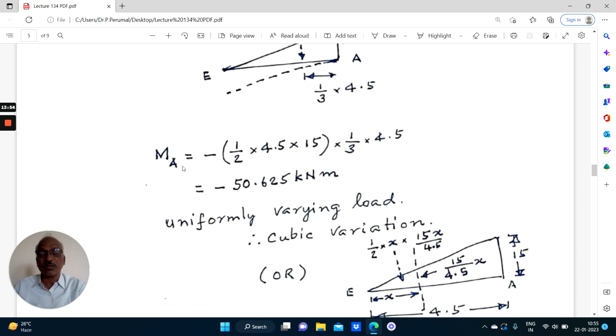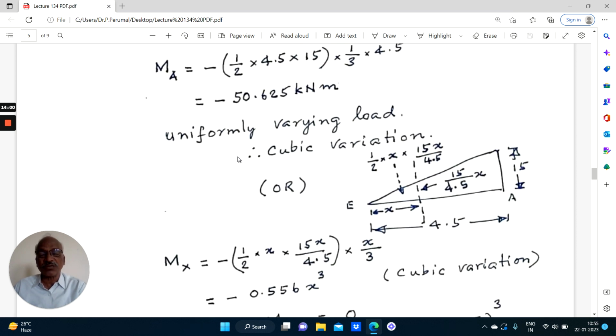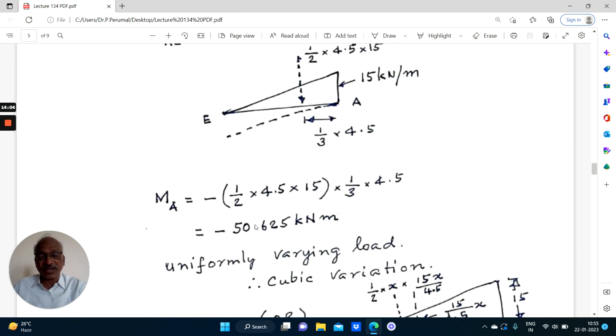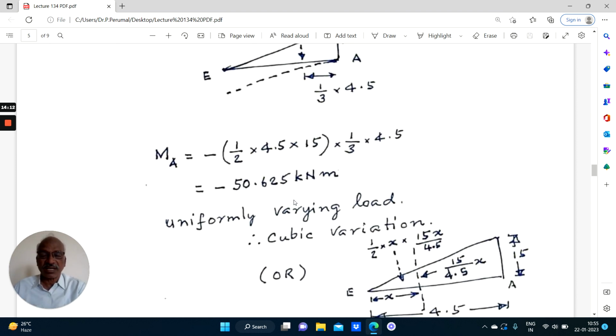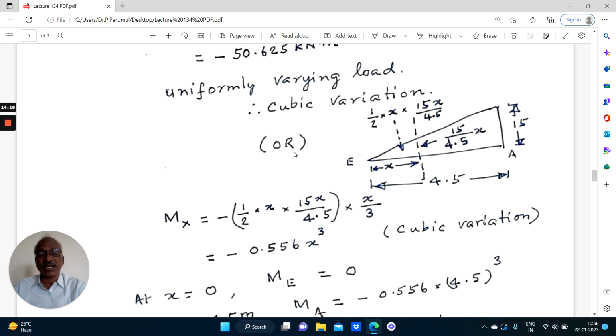We are taking moment about the point A. Therefore, 1/3 of 4.5 equals minus 50.625. Uniformly varying load, cubic variation. If you are confident, you can straight away proceed with this. This is simple and straight. Suppose you are not confident about the cubic variation, then the second part of the calculation will be needed, this alternative calculation.